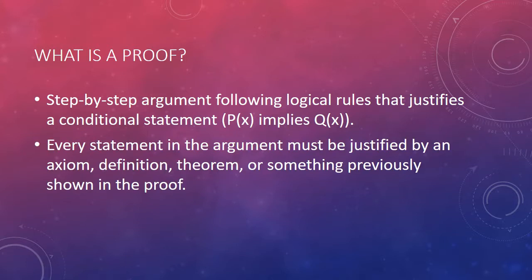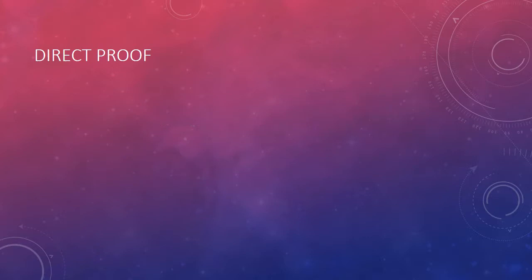One important aspect of a proof is that every single statement in the argument must be justified by either an axiom, a definition, a theorem, or something previously shown in the proof. We can't use intuitive kind of ideas unless they're well defined. All right, so we need to make sure that everything we're saying has a nice logical foundation so that it's easy to communicate to another person the ideas that we're trying to get at.